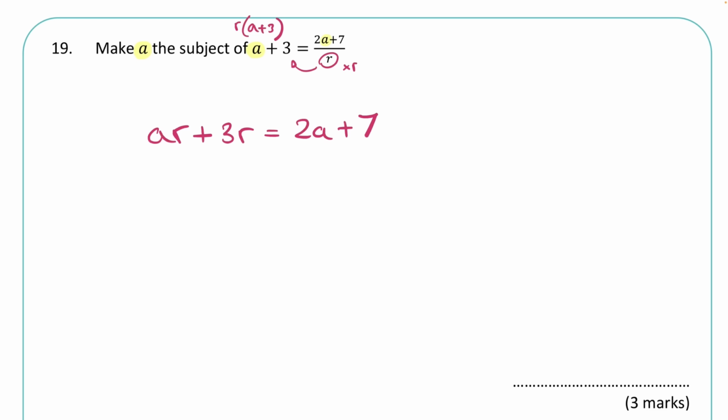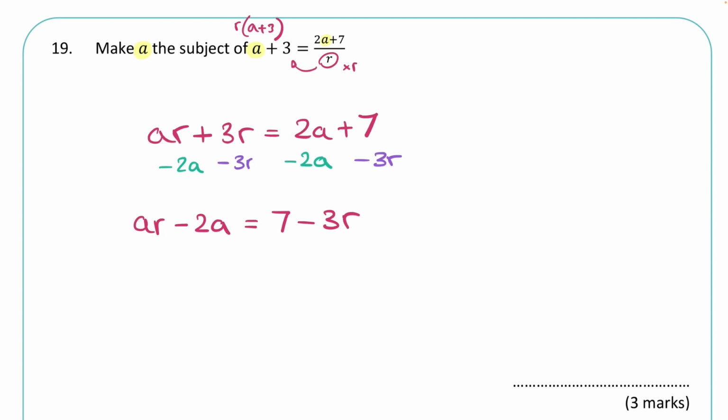Depending on how confident you are with changing the subject, we can move stuff in one go, so left and right and left, or you can do it in multiple steps. I'm going to move the a's to the left. You can also choose to move them to the right. I'm going to move them over here to the left, and at the same time I'm also going to minus 3r over here from the right. Now that means we will get ar minus 2a, the 3r is moving, the 2a is gone, so we have 7 minus 3r on the right.